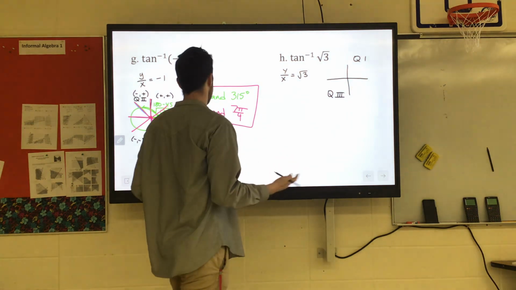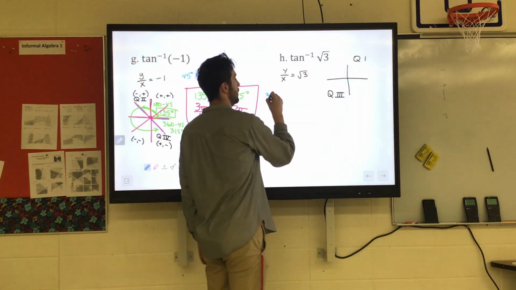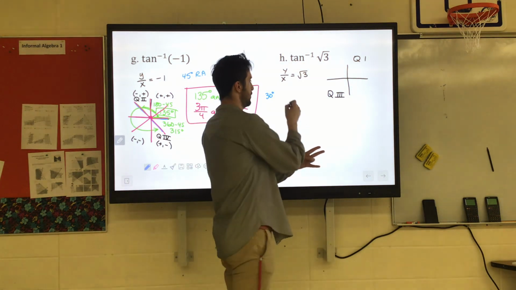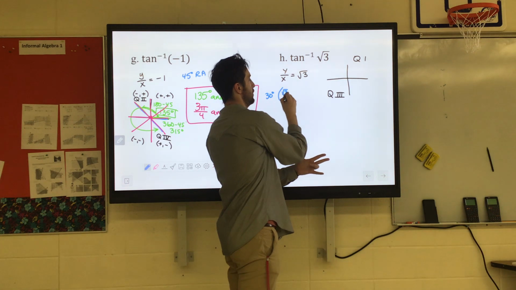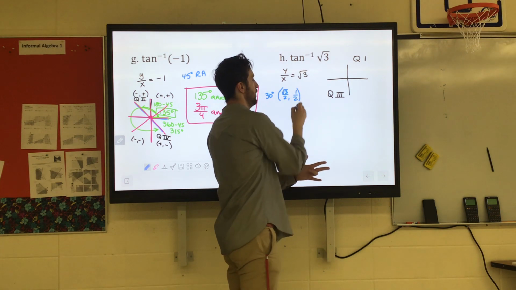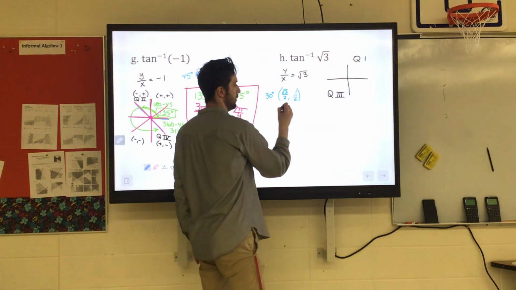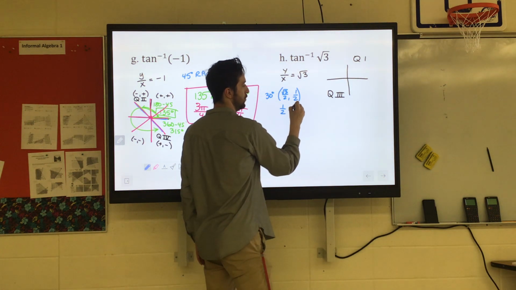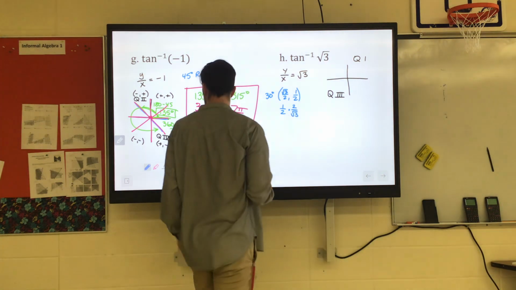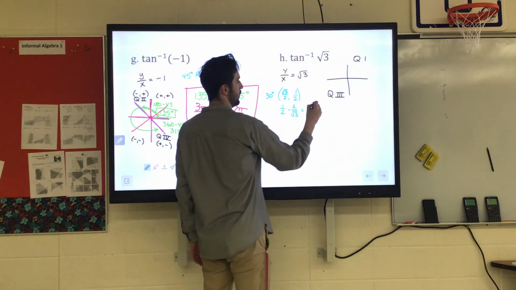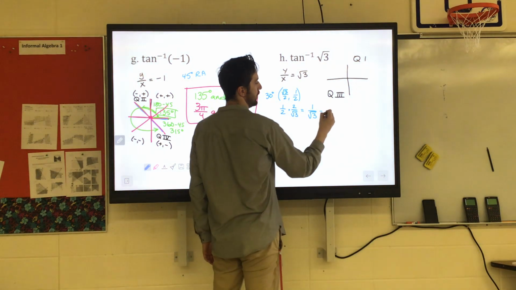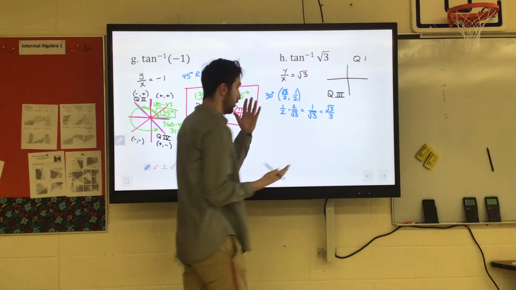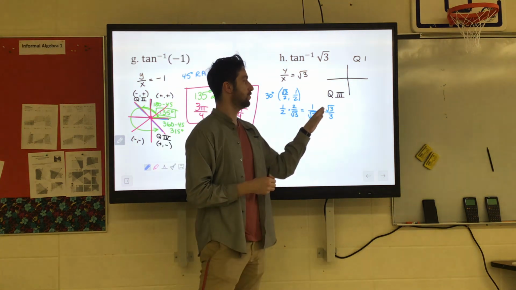So let's figure it out. If it was a 30-degree reference angle in quadrant 1, that means our x would be root 3 over 2, our y would be 1/2. If we're doing y divided by x, that would be 1/2 divided by root 3 over 2. So that would be times 2 over root 3. The 2's cancel out, so we get 1 over root 3, which you would then have to rationalize that denominator. It becomes root 3 over 3. So a 30-degree reference angle, the tangent would be root 3 over 3.